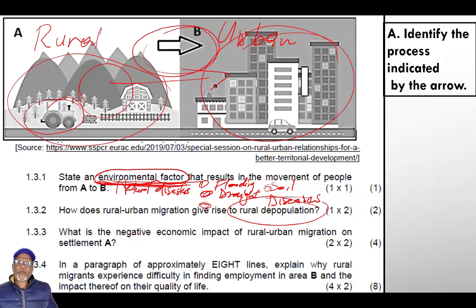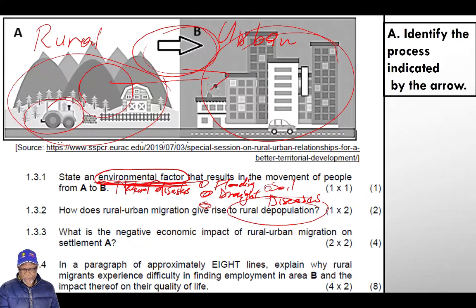How does movement of people out of rural areas result in the decrease in population of rural areas? Because people have moved out of rural areas, now the rural areas are going to have fewer people. So that will be the answer to that question. What is the negative economic impact?